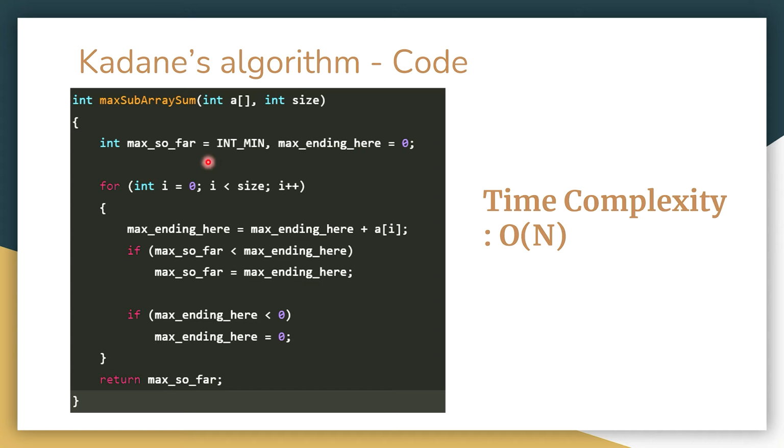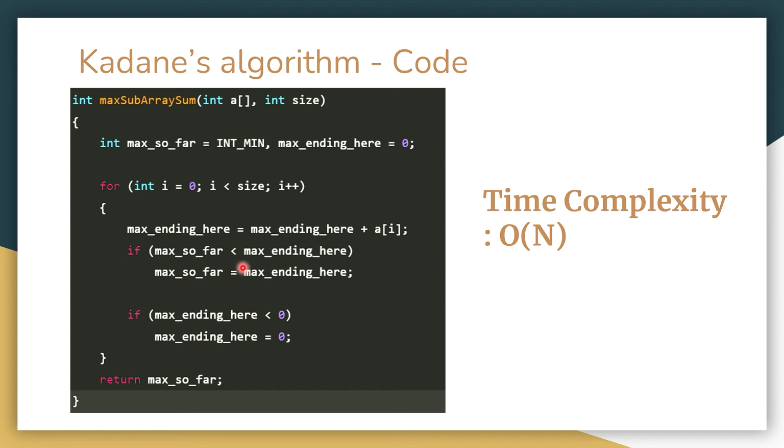We take two variables, max so far and max ending here. Max so far is the maximum till where we iterated, and this is the loop. We start from 0. Max ending here is max ending here plus a of i. That means for every iteration we add the value to the max ending here, and add the element next to it. Since it is a contiguous sum, we take the max ending here from the variable and add the next value of the array.